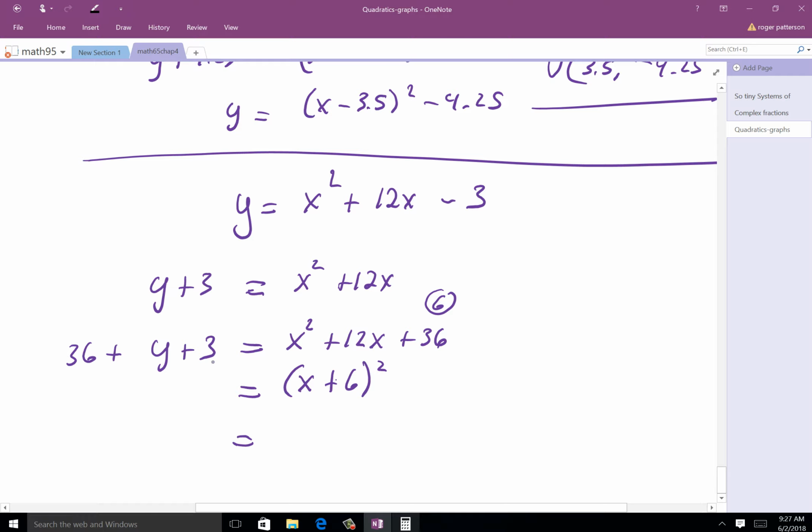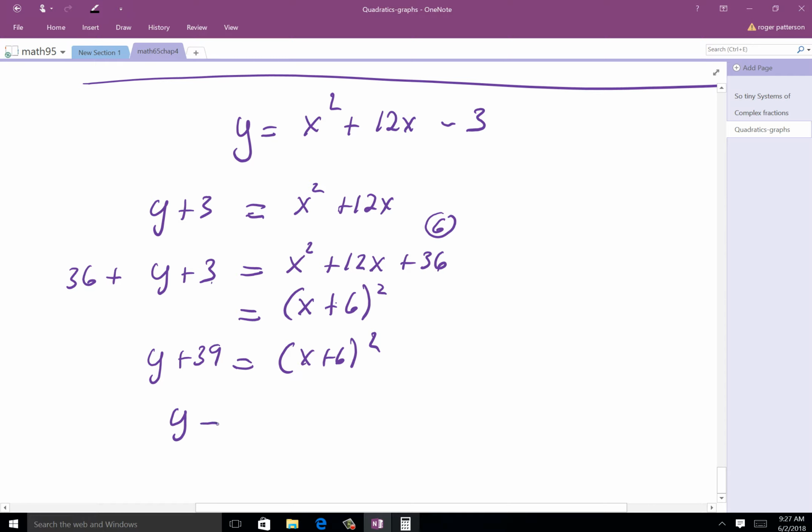All right, let's figure this out. So we got 39 on this side. I'm going to move it over. Some vertex forms actually will look like this. Okay, I've seen it like that before. Depends on the textbook. I kind of like writing it like that. Okay. So there it is. All right. That's called completing the square. All right, and that's how you convert it. Okay.